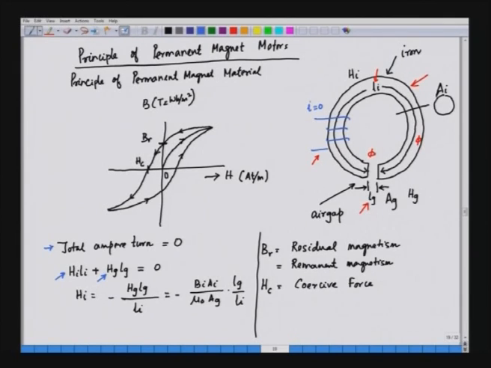Now, if we find out what is Hi, Hi will be equal to minus of Hg Lg by Li. So, we are seeing that the magnetic field strength in the air gap and in the iron are opposite to each other. So, Hi equal to minus of Hg.